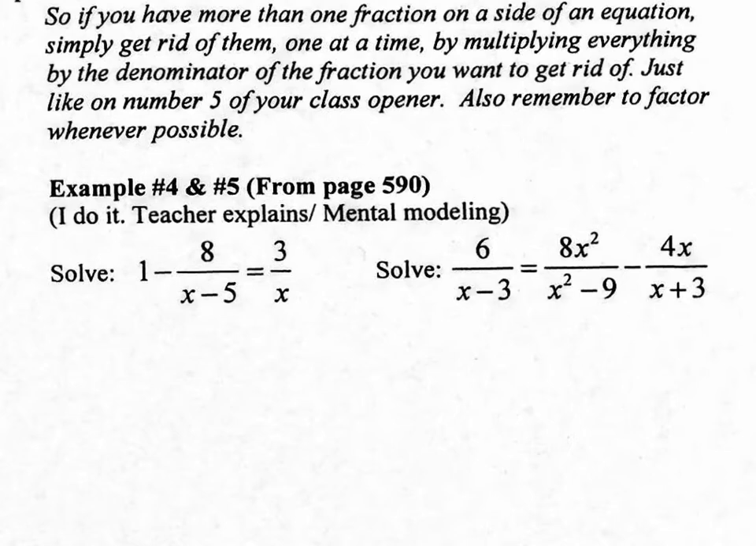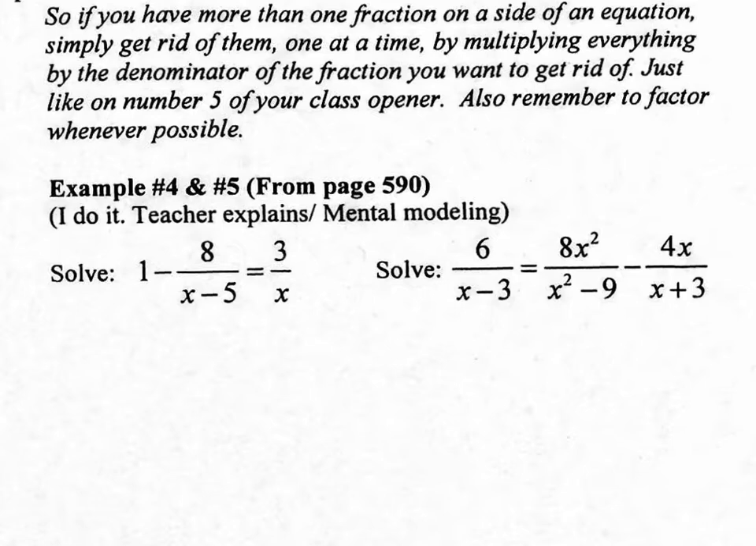So in the first video, we discussed and practiced how to cross multiply to solve an equation where you had one fraction equal to another fraction. But if you have more than one fraction on one side of an equation, you could simply get rid of them one at a time by multiplying everything by the denominator of the fraction that you want to get rid of.